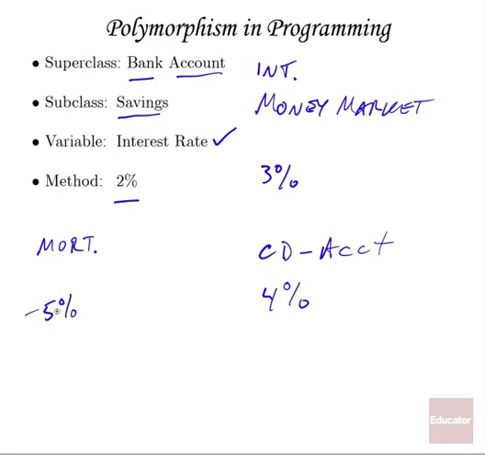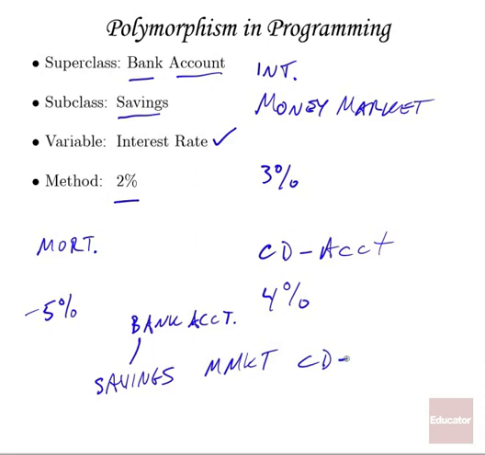Now, in the folder where you have your program files and you have your Java files and your class files, it's going to look something like this. We might have the bank account class, and that is going to generate all of these others. We might have the savings, we might have the money market, we might have the CD, and we might have a mortgage. And those are all going to be subclasses that are stored here and being inherited from the original superclass bank account.